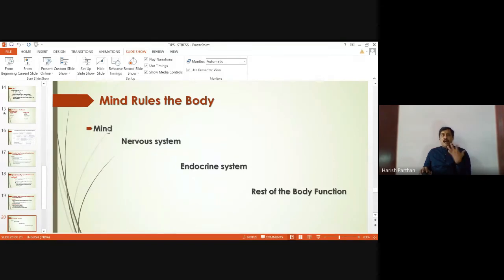If you have a thought in your mind, in your brain, it affects your nervous system. Your nervous system affects your endocrine system. All your glands are affected by the nervous system. If your glands are affected, it results in all the functions of your body. So if your mind is not okay, all these things get into a trouble area. So it is very important to handle our mind.